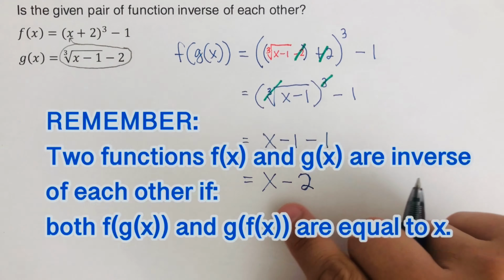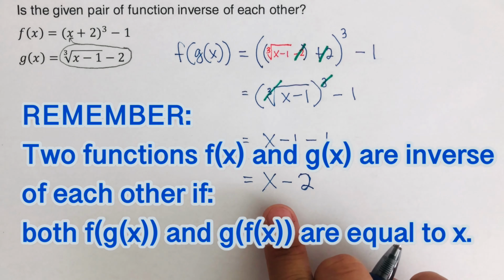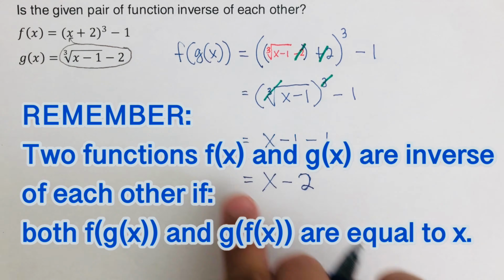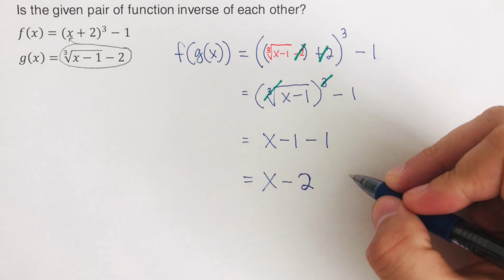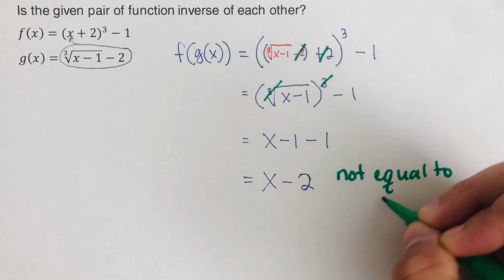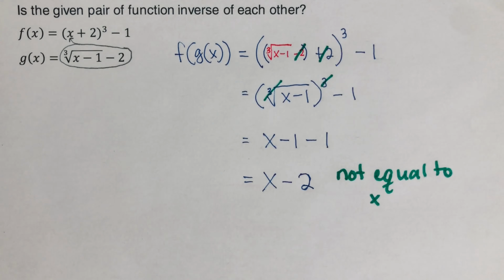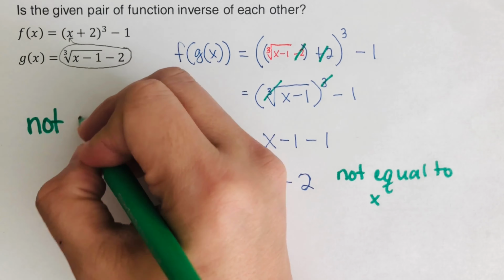Now please remember that two functions f of x and g of x are inverse of each other if both f of g of x and the g of f of x are equal to x. In this case here, the f of g of x is not equal to x. So I'm just gonna label that right here. This means that if it is not equal to x, these two are not inverse of each other.